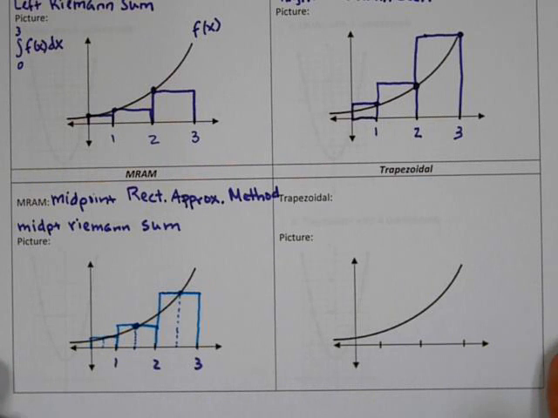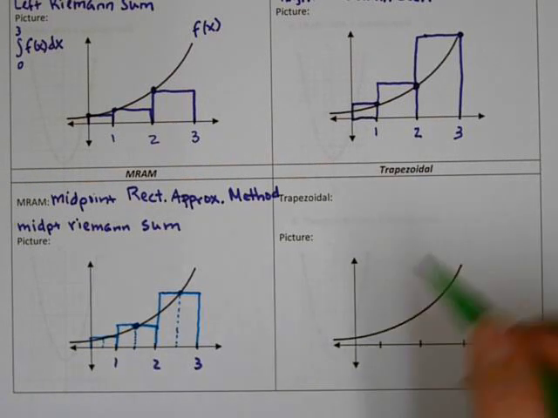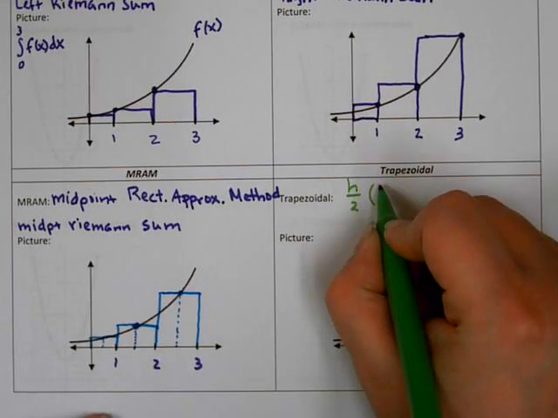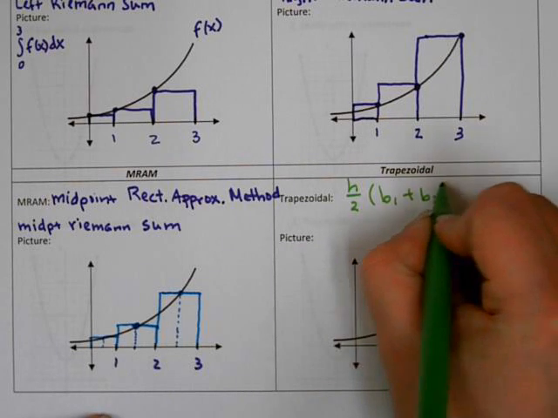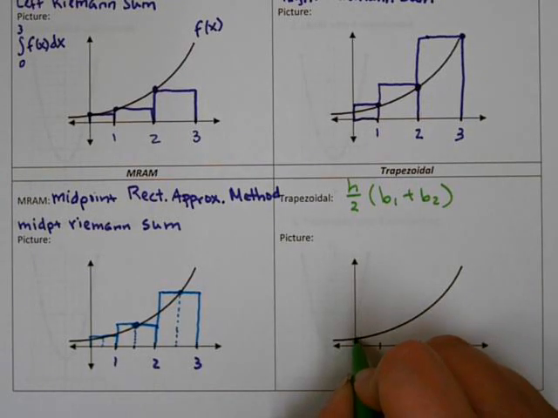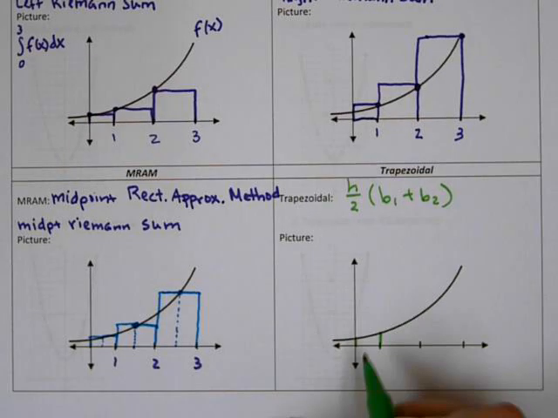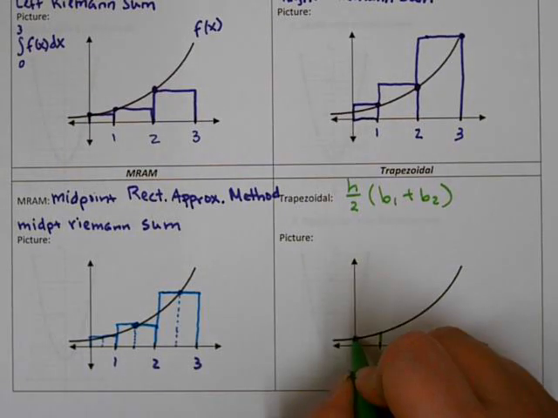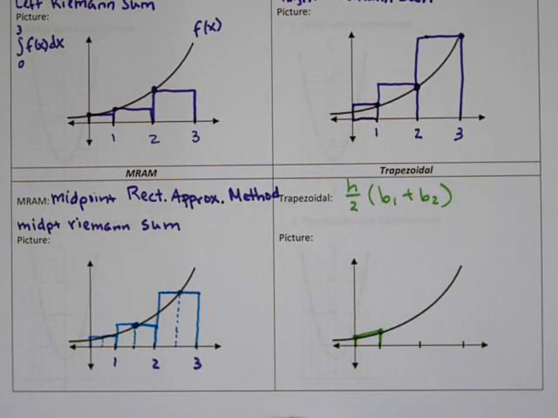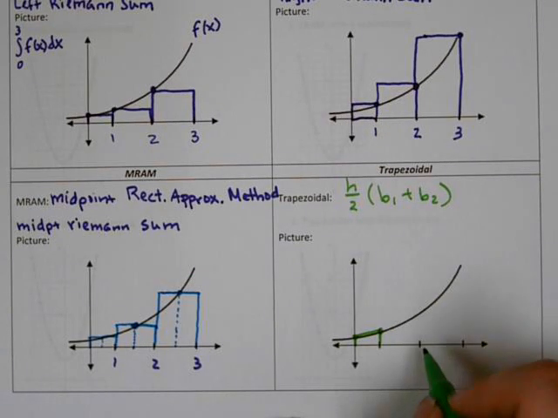Then we've got the trapezoidal method. All right, so let's remind ourselves that in order to find the area of a trapezoid, it's h over 2 times b1 plus b2. Now for the trapezoidal one, we're going to take both of our endpoints, at 0 and at 1, and we connect those 2 points, and now we've made a trapezoid. It's a little hard to see on some of the smaller ones, so I'm going to keep going and hopefully it'll start to make a little bit more sense.